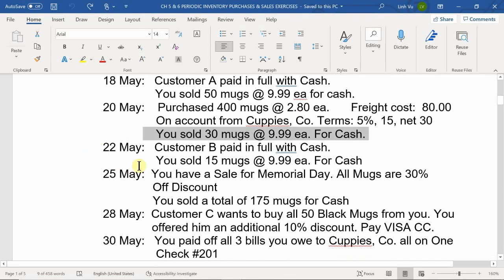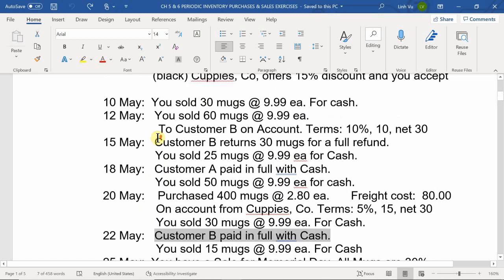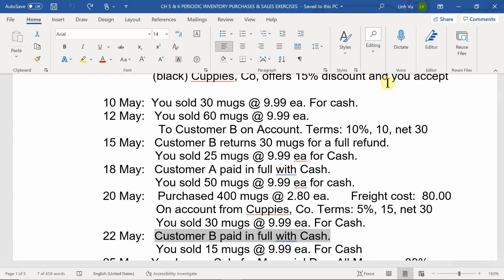So then on the 22nd of May, customer B decides to pay in full with cash. Okay. So let's go ahead and look at when we sold to customer B. We sold it to customer B on the 12th of May, and we gave customer B 10 days in order to meet the discount date. It is the 22nd of May. So in this case, did he make the discount? Yes, he did. So therefore, we need to calculate a discount.